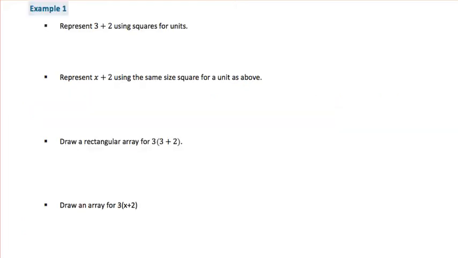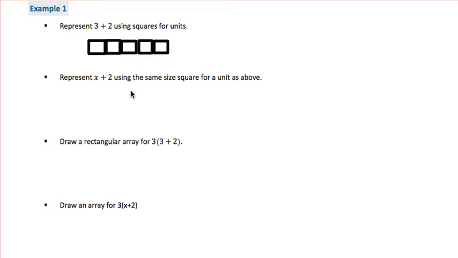In example 1, we're going to take the tape diagram concept and we're going to expand it so that we can use it for a lot of different things. So in the first step, they want us to represent 3 plus 2 using squares for units. And we can see that I started with 3 squares and added 2 more squares, and we know that 3 plus 2 then equals 5.